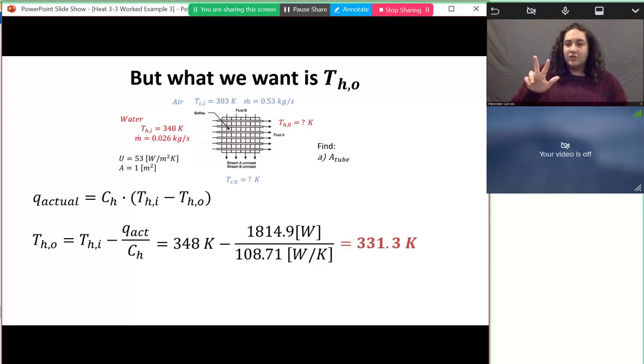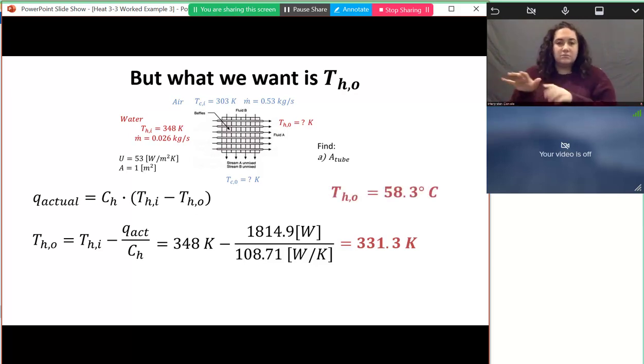If I wanted to do this on the cold side, I could do that as well. But honestly, I'm not sure if we did that in the slides. But it would basically be the same process, just we would have Q actual be big C cold times delta T on the cold side. But this is all the problem asked us for. So I can convert this back to Celsius, and I see that it's 58.3 degrees.